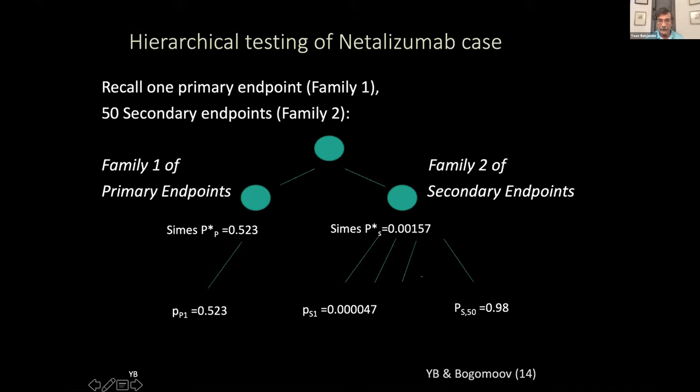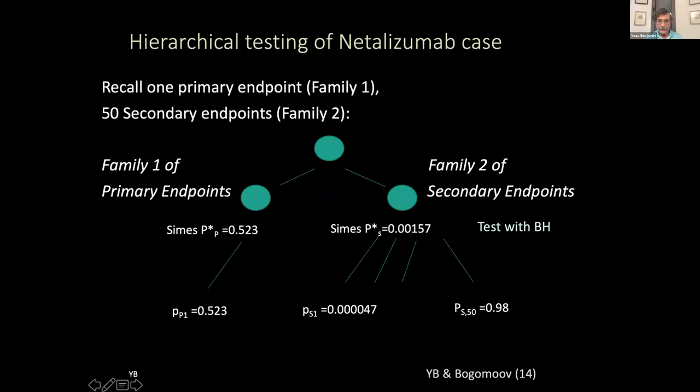Using Simes' test, you get 0.00157. And here you have only a single one, the primary endpoint. This is 0.523. Now you test using the Benjamini-Hochberg, the BH procedure for FDR control, on these two. You compare this one to 0.05. It doesn't pass. You have to compare this one to 0.05/2. It passes. Now you can enter into the secondary endpoints more cautiously, and you test them with BH.